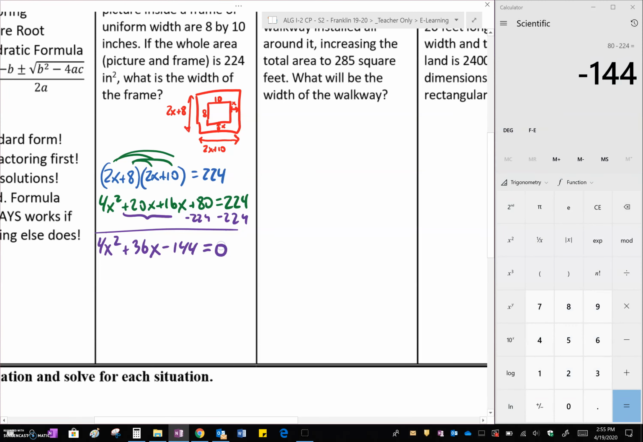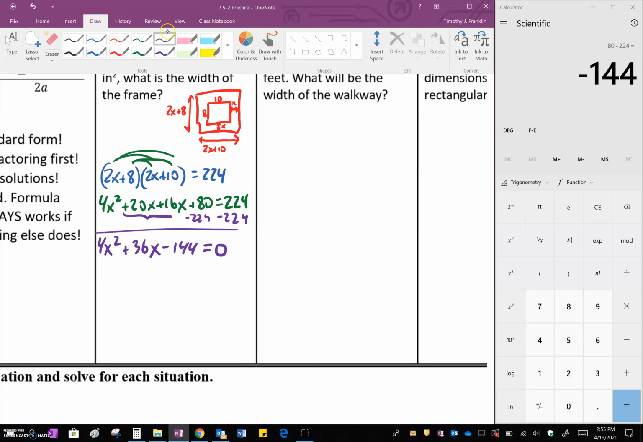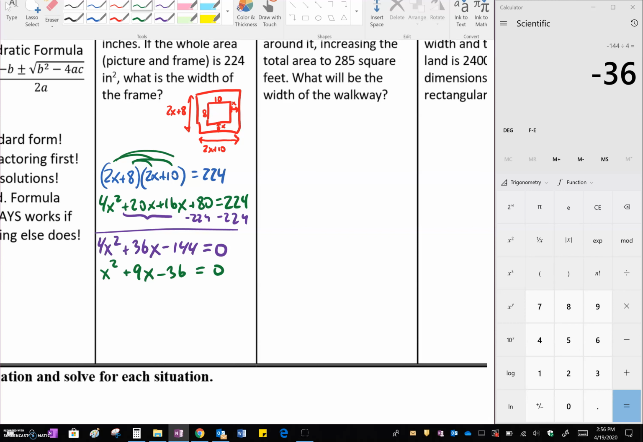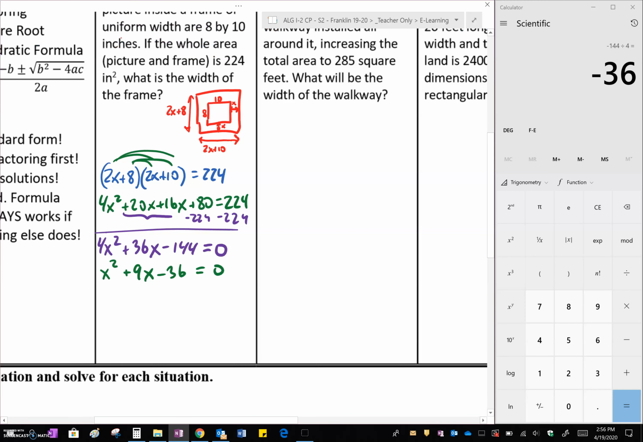And that equals 0. Now, you might notice we can divide everything by 4 just to make it a little easier. And since it's equal to 0 and we're taking just a constant out, we don't have to keep the 4. So x squared plus 9x. And then if we divide 144 by 4, that's negative 36. So x squared plus 9x minus 36 equals 0. That's a little easier. So if we think of factoring, we want two numbers that multiply to negative 36 and add to 9, well, that's 12 and negative 3.